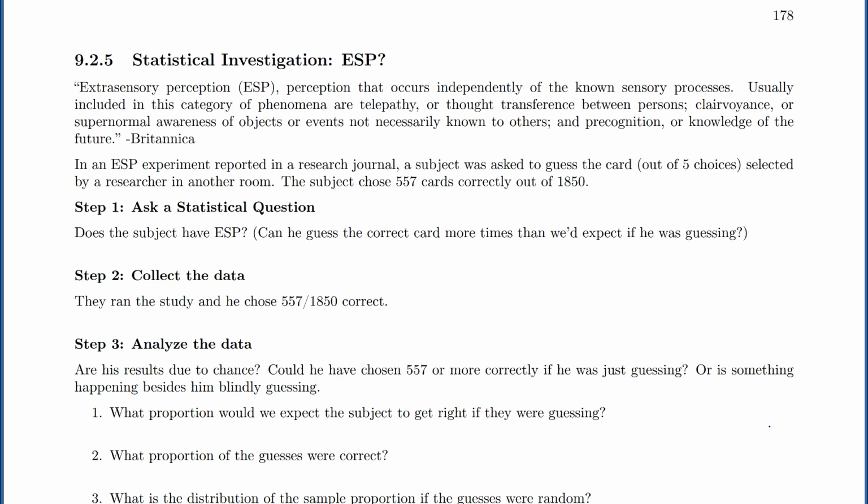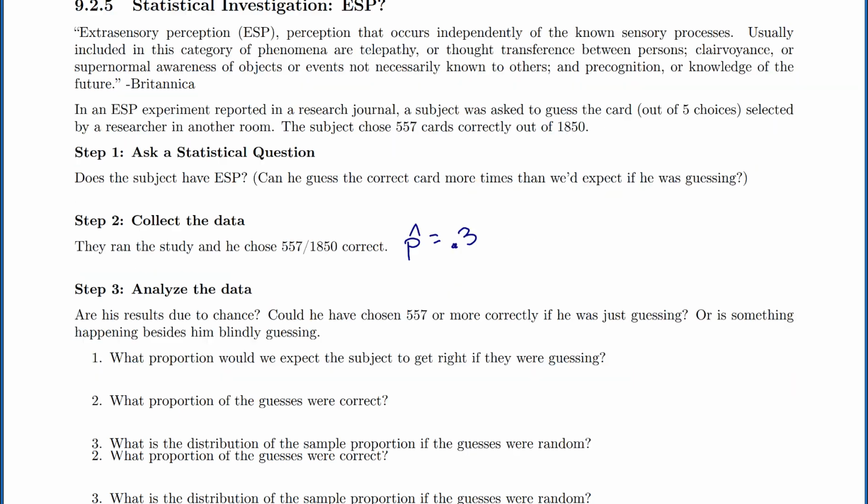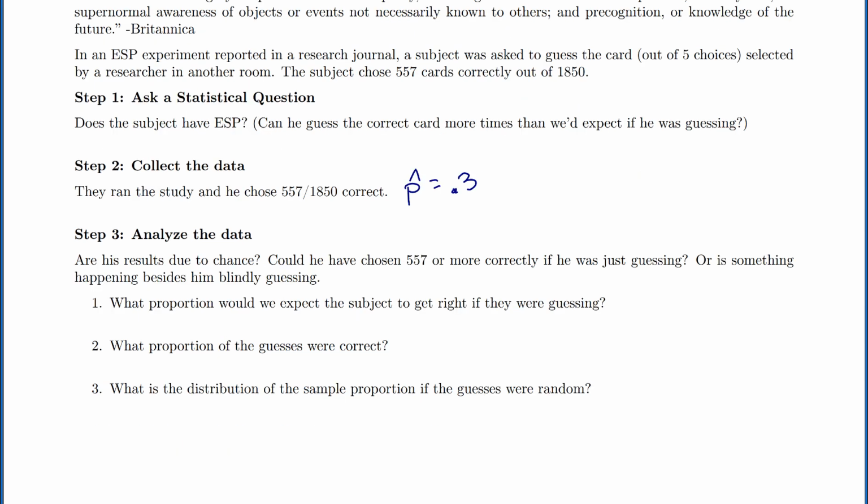They ran the study. He chose 557 out of 1850 correct. Let's change that to a sample proportion. We'll say p hat equals 557 divided by 1850. P hat is 0.3. So are his results just due to chance? Could he have chosen 557 or more correctly if he was just guessing? Or is something happening besides him blindly guessing?